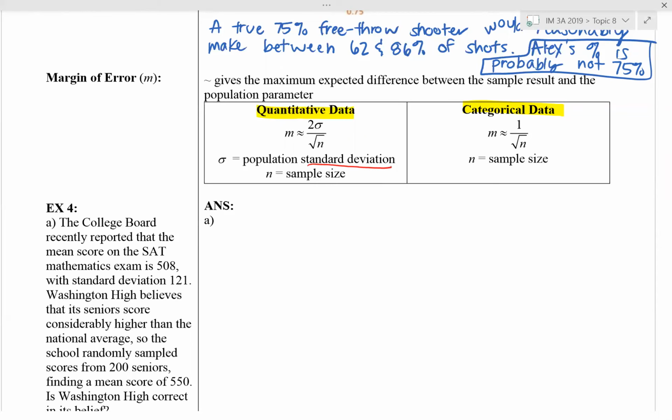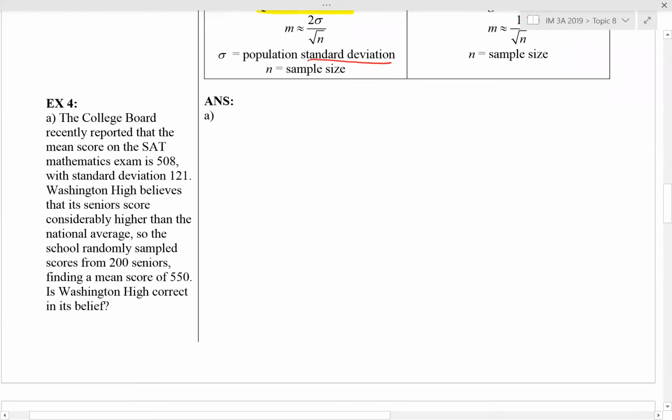So for example 4, we're going to calculate some of these margins of error. The College Board recently reported that the mean score on the SAT math exam is 508 with a standard deviation of 121. Washington High believes that its seniors score considerably higher than the national average, so the school randomly sampled scores from 200 seniors, finding a mean score of 550. Is Washington High correct in its belief? Let's talk about how we can answer this question.